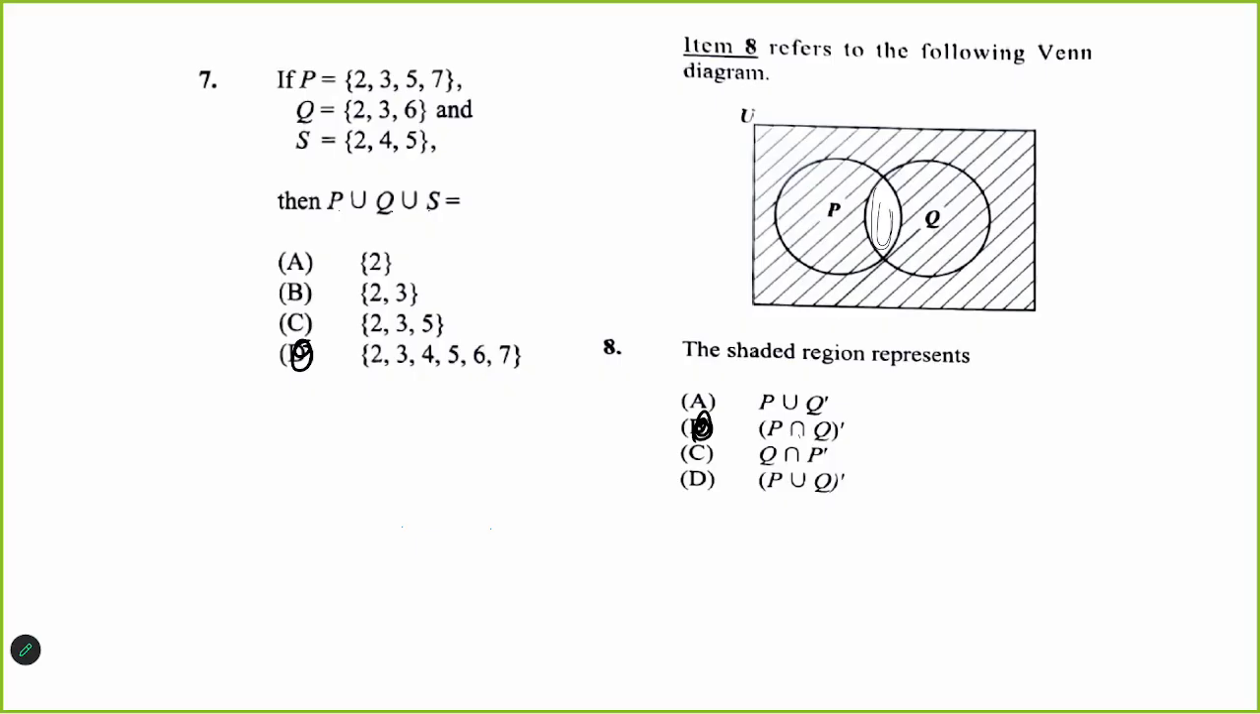Everybody understands? This complement means everything outside of that. The portion that is not shaded here would be P intersect Q. What does P and Q have in common? Well, when we do this and we put a little complement, it means everything outside of that.